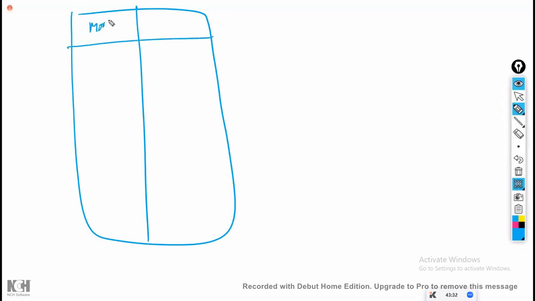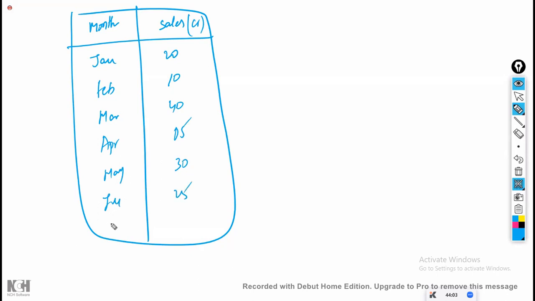Month and sales. January month, the sales is 20 crores. Okay, 20 crores, or thousands, or whatever the unit is, let us take 20. In February, I have 10. In March, I have 40. In April, I have only 5. In May, I have 30. In June, 25. July, 40. August, 50.